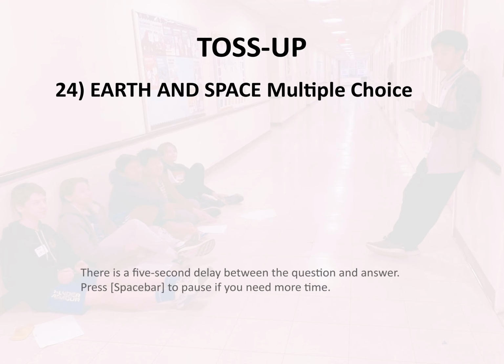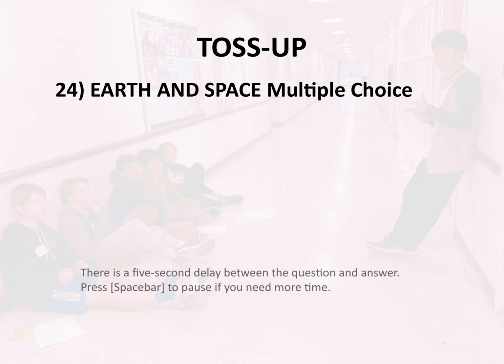Toss-up: 24. Earth and space. Multiple choice. Which of the following is the double degenerate model for type 1 supernovae? W. The cores of a binary system undergo common envelope evolution collapse and explode after iron fusion. X. A red giant overflows its Roche lobe and dumps matter onto a white dwarf until the white dwarf exceeds the Chandrasekhar mass.